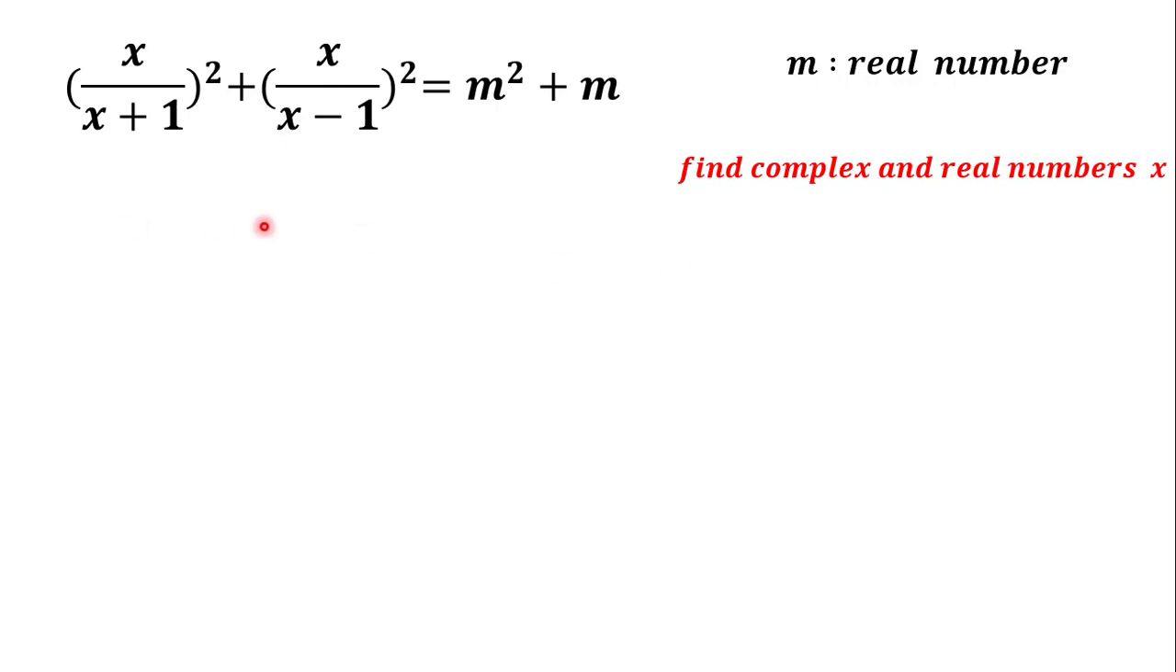As you can see on the left hand side of this equation, we have the sum of two square terms, so we can use this algebraic identity: (a plus b) all squared equals a squared plus b squared plus 2 times ab. To have a squared plus b squared, we need to move 2 times ab to the left hand side.